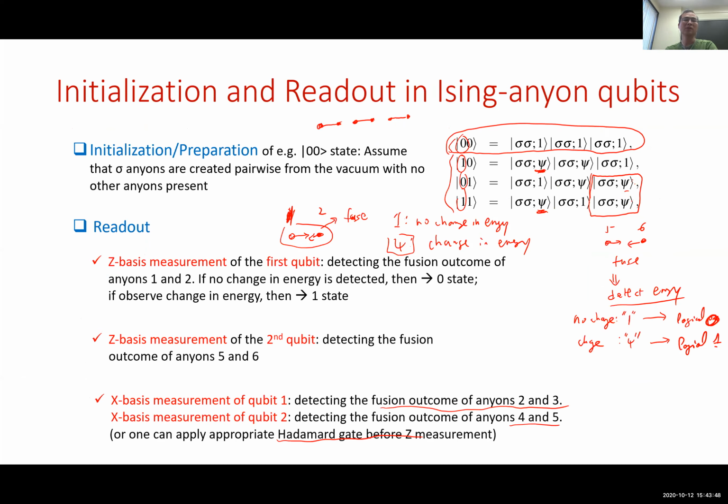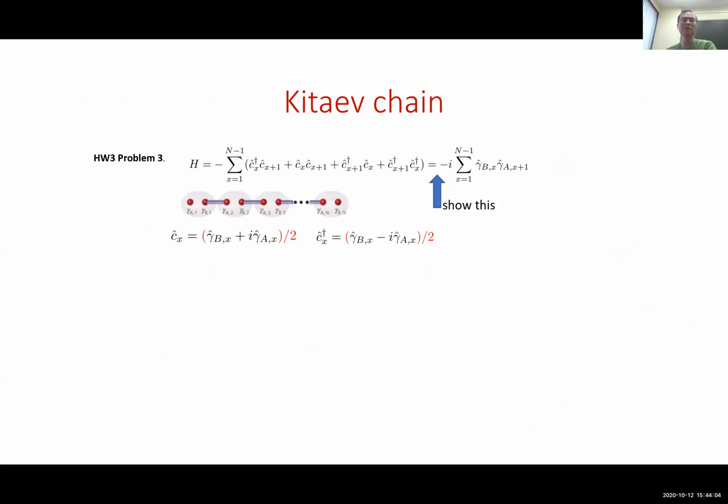Okay, so at least we cover the initialization, gates in the previous slides, and readout. So that means we could implement some quantum computation, except that this is not universal. We need to do something else. Okay. Before we talk about something else, let me just mention the possible implementations.